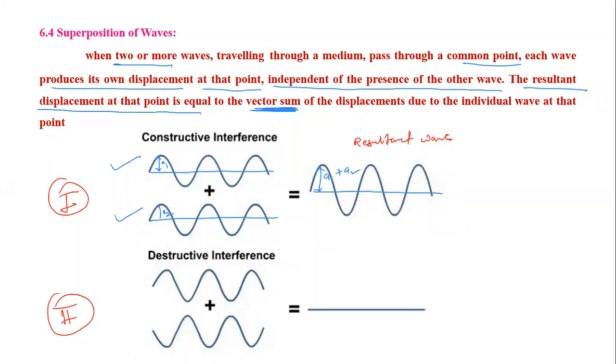Vector sum. So why this A1 plus A2? Because of the vector sum, here this displacement is upward, here it is upward. So they are added. So A1 plus A2. But in the second case, see the second case. This displacement is in the upward direction, it is A1. Here it is in the downward direction and it is A2. So here the resultant displacement is A1 minus A2.